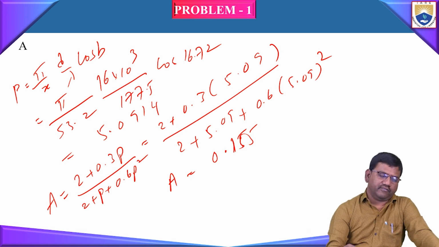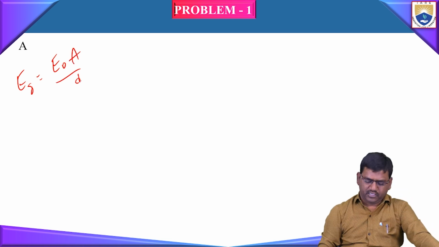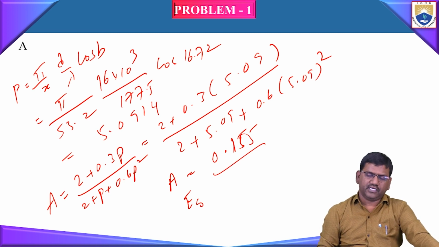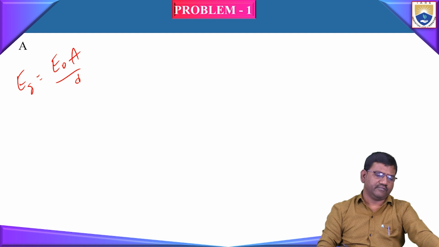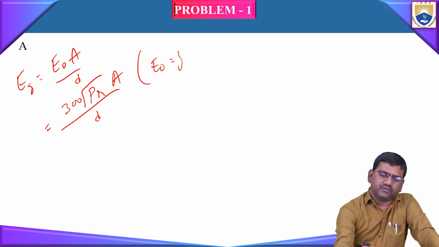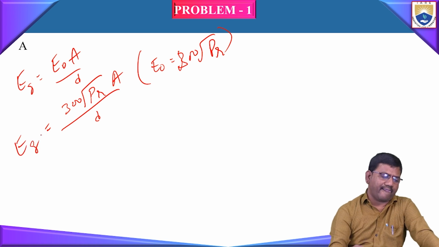Now we are going to find out the value of Eg. We know that Eg is equal to E naught A by D. We have determined the value of A. What is the value of A? Attenuation is equal to 0.155. So let us substitute this value of A in the Eg equation. We know that E naught is equal to 300 root PR. So E naught is equal to 300 root PR, and this is equal to Eg here.